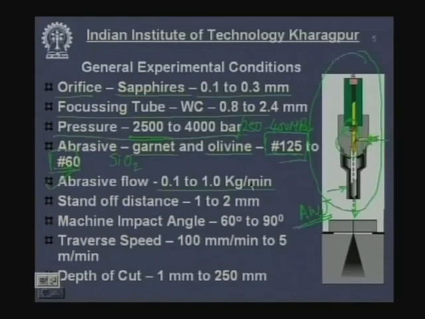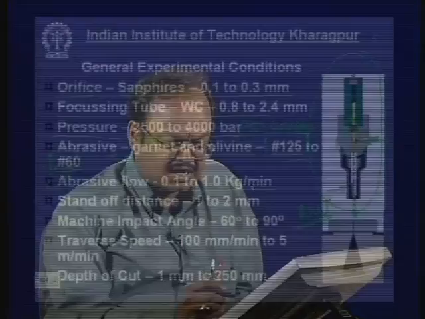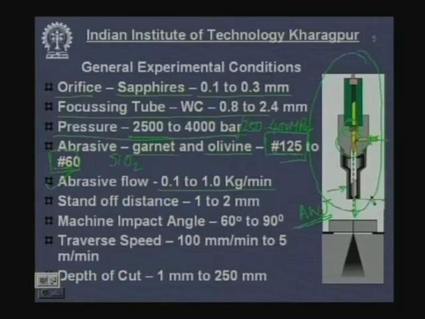Standoff distance. What is standoff distance? Any jet cutting process has a standoff distance. This is the end of my focusing tube and this is my job. So this particular distance is my standoff distance, and that standoff distance is generally 1 to 2 millimeter.